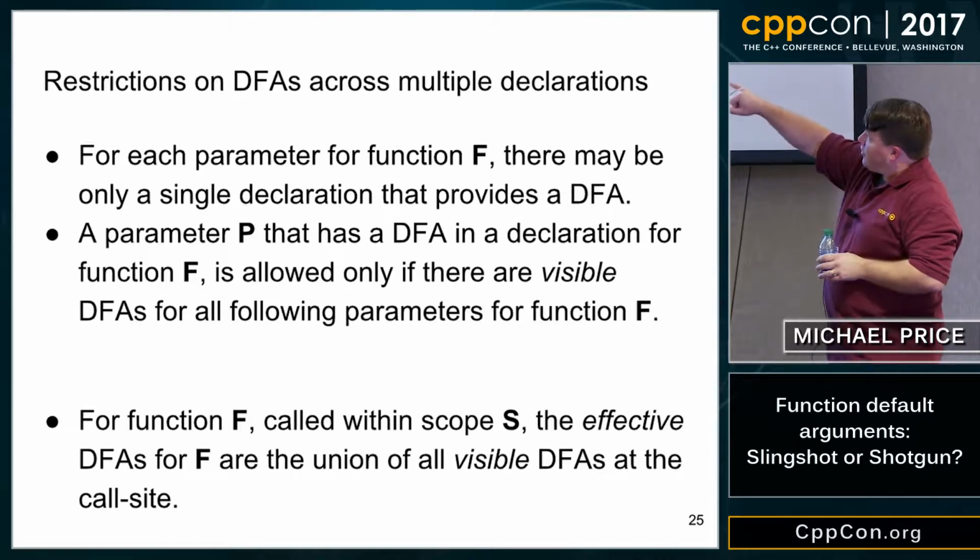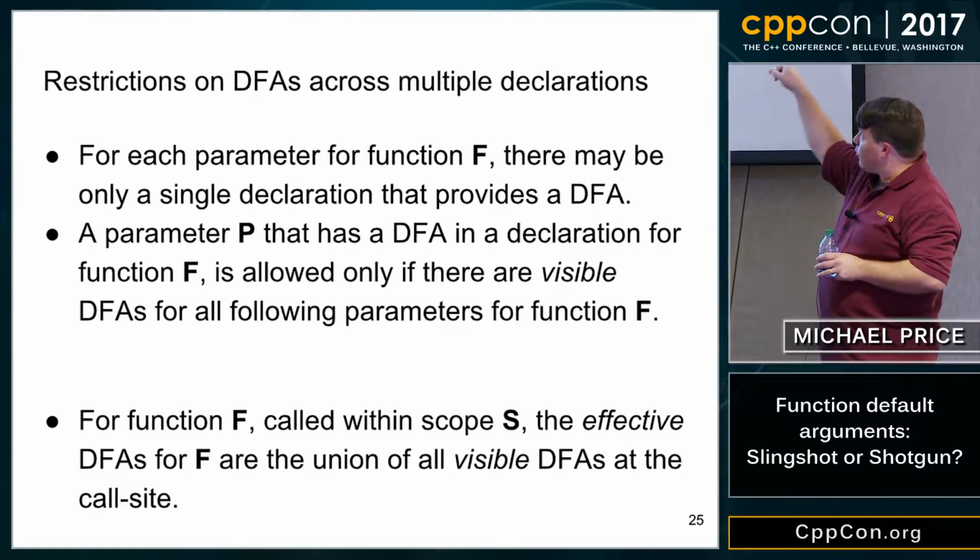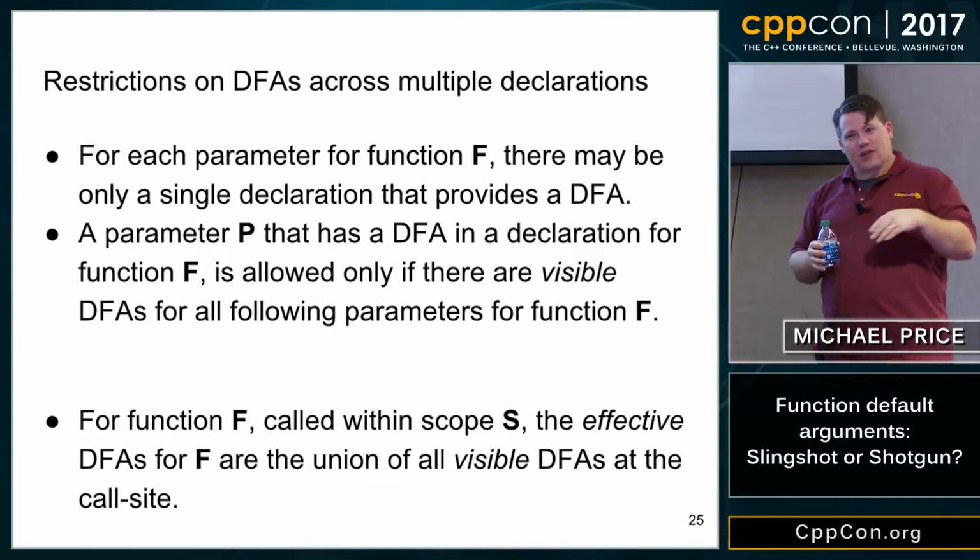A parameter p that has a default argument in a declaration for function f is allowed only if there are visible default arguments for all following parameters of function f. That word visible is italicized for a reason that I'll get to in a minute.